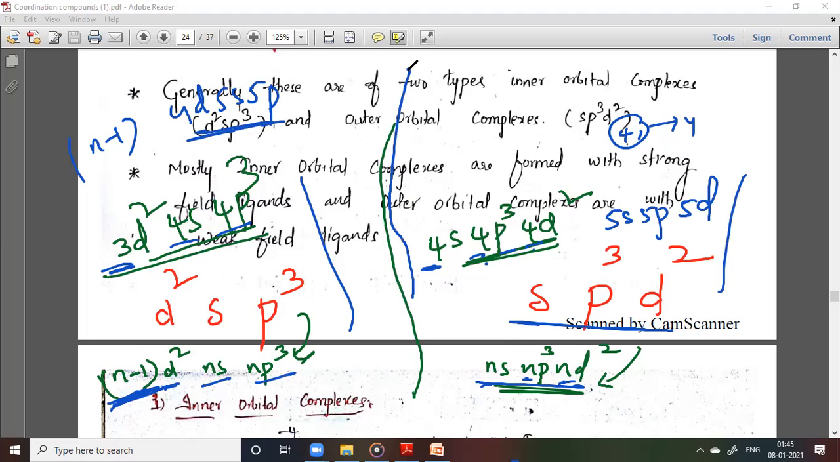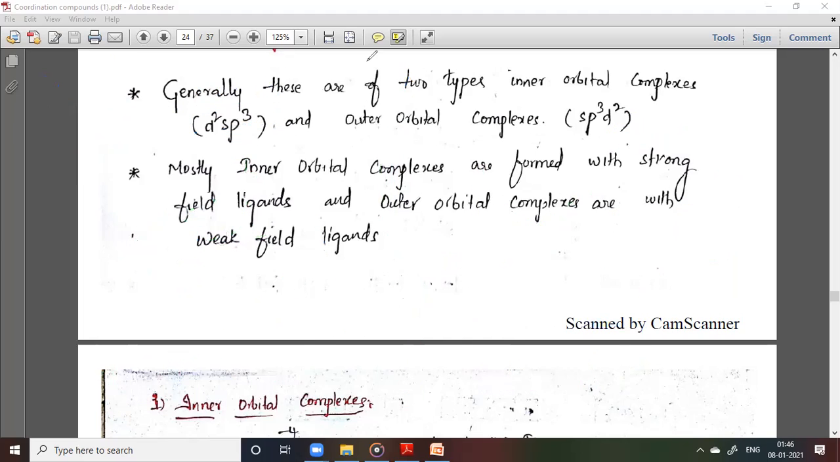And these particular complexes, whatever complexes are formed by the hybridization of d2sp3, are called inner orbital complexes. So why are they called inner orbital? Because the d orbital which is hybridized is inner, so they are called inner orbital complexes. And these are called outer orbital complexes, that you should understand here.